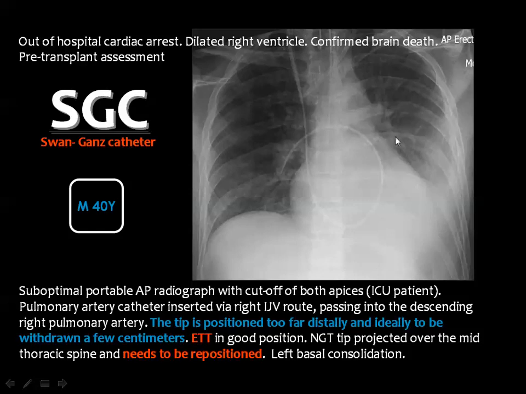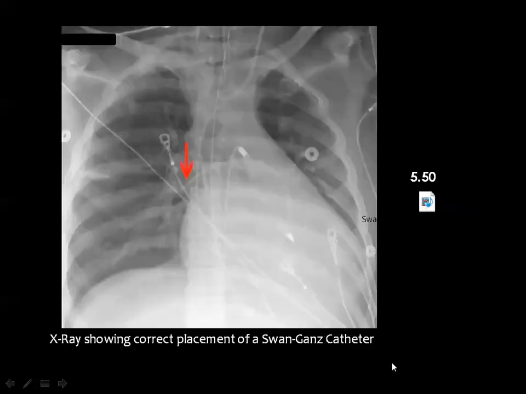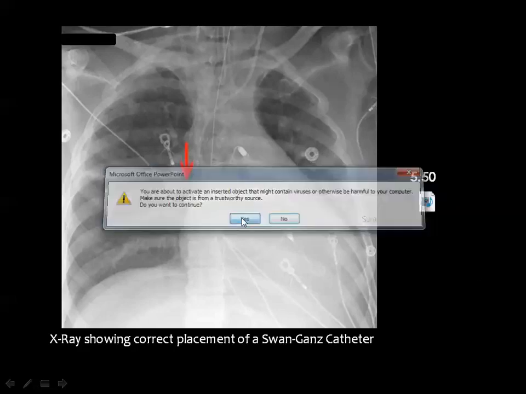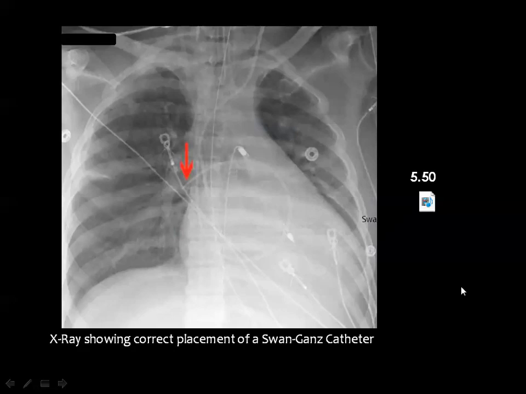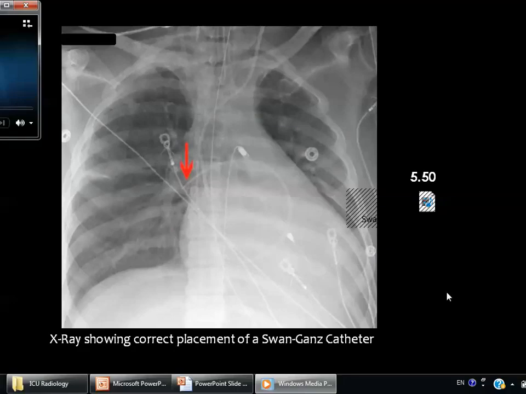Also, you can notice in the chest X-ray some area of ill-defined consolidation in the left lower lung lobe. The arrow points to the tip of the Swan-Ganz catheter, which is located in an almost optimal position. And this video may show to you how the catheter is inserted.